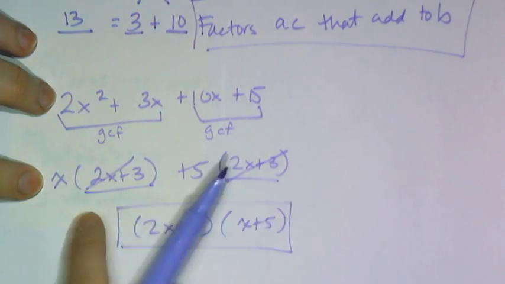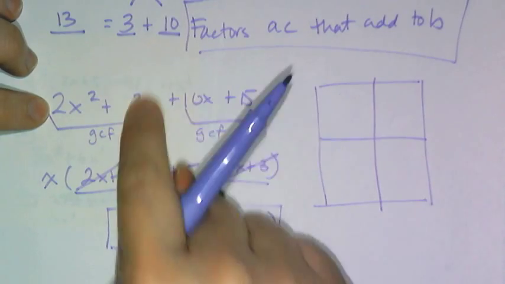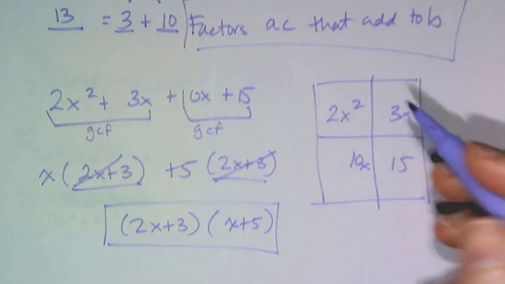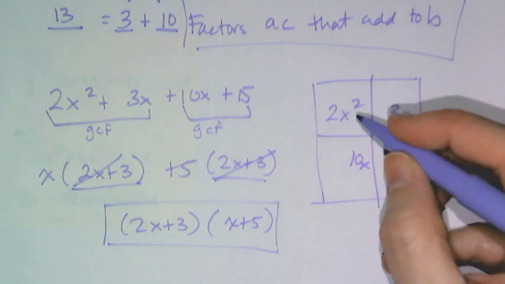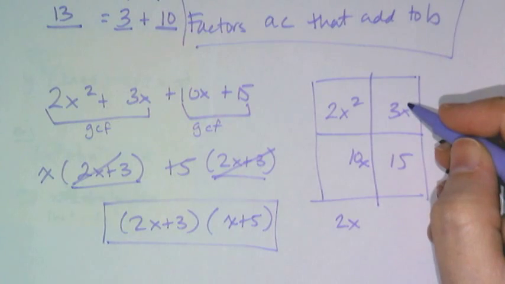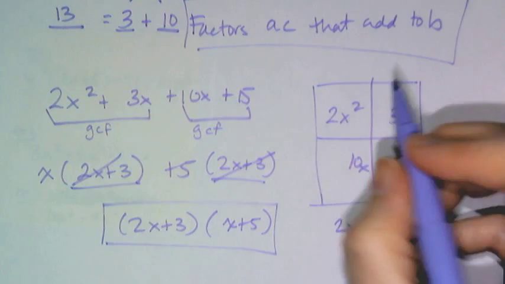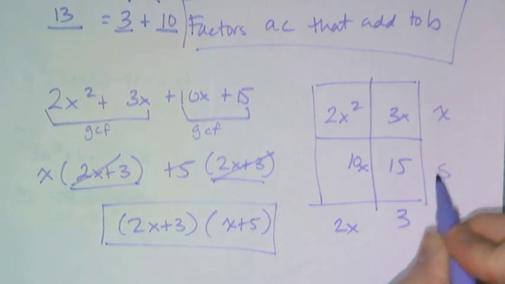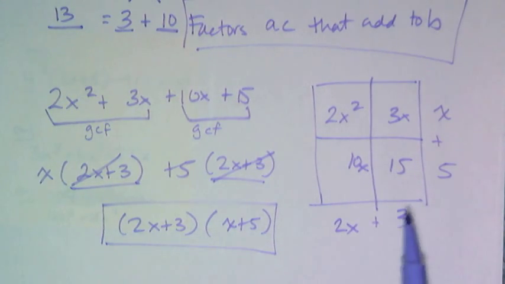Now, if you don't like doing it this way, you could also do the squares, because as soon as you figure out how to split this term up, then you put each piece into a square, and then you find the GCF. So 2x squared plus 10x. If I look at the GCFs of this column, it's a 2x. If I look at the GCF of this column, it's a 3. And if I look at the GCF of this row, it's an x. And the GCF of this row, it's a 5, which gives me x plus 5 and 2x plus 3.